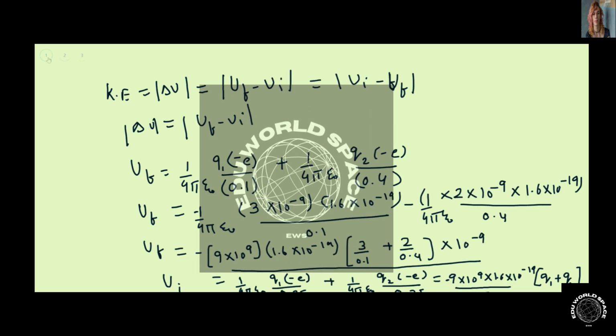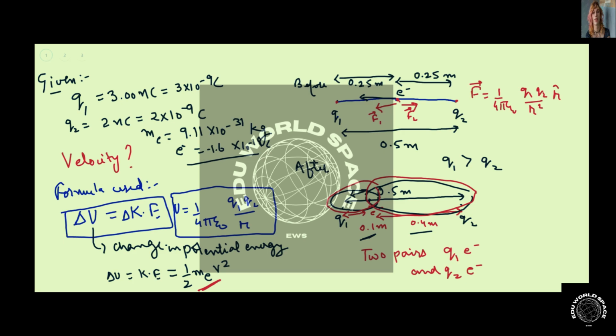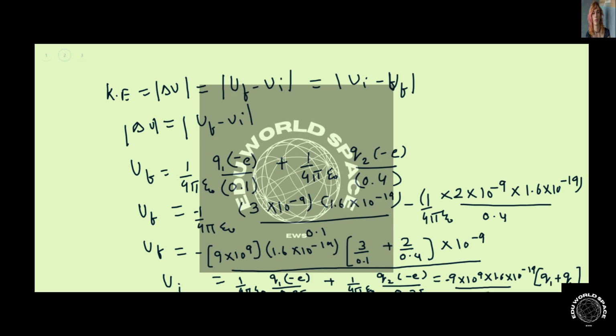Let me summarize it. We have Q1, Q2, we have the electron charge, and we have the mass of the electron. This is the before situation and this is the final situation. We can use this formula for delta U to find out delta K. And delta K is just the change in kinetic energy, which equals half m v squared, because the particle was at rest at this position. We can use this general formula of U to find the potential energy of the electron. We don't take the contribution of the Q1 Q2 combination, because Q1 and Q2 don't move, so they cancel out.